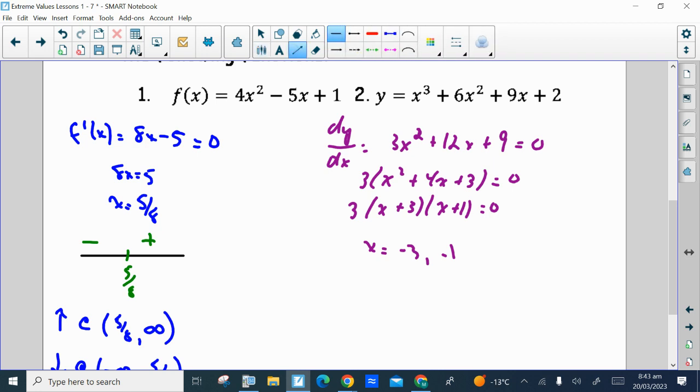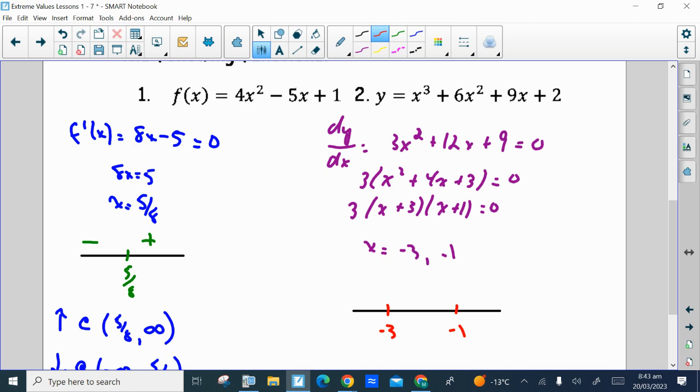So like we did in the previous one, we'll set up our number line. And in this case, we're going to have 3 intervals to look at. Everything to the left of negative 3, what happens between negative 3 and negative 1, and what happens after negative 1. So again, we're going to choose a number in each interval and plug it into the derivative to find out whether it's positive or negative.